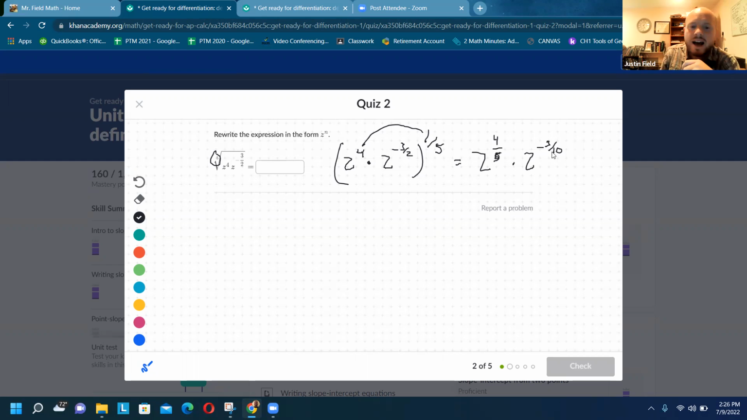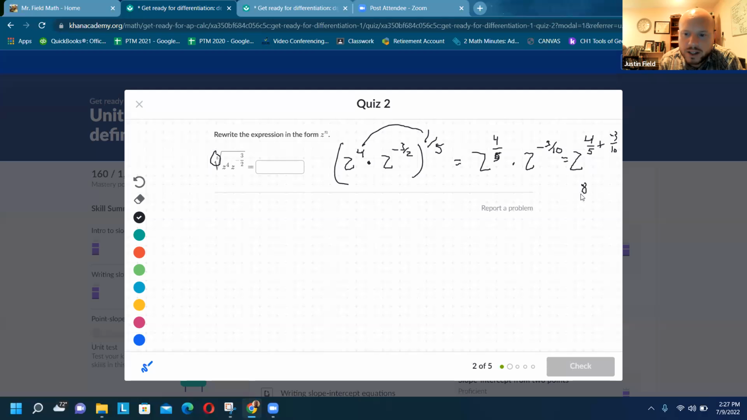Oh, and then I have to write it with the bases the same there. So I need to undo it. You just add the exponents together. So it would be z to the 4/5 plus -3/10. So what is 4/5 plus 3/10?